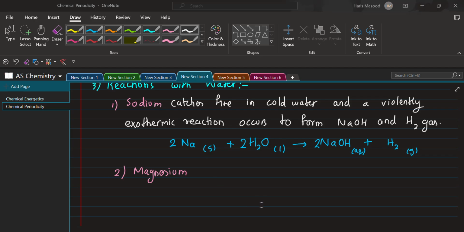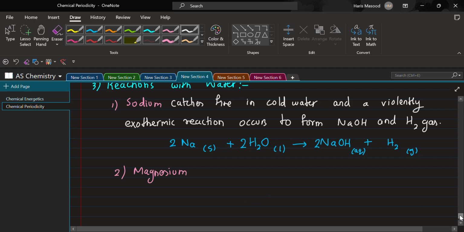It reacts very slowly with cold water. Okay, like several days. It takes several days to collect a test tube of hydrogen, because it will again form hydrogen gas and a very weak alkaline Mg(OH)2 solution. But it reacts rapidly with steam to produce MgO, okay, and hydrogen gas.